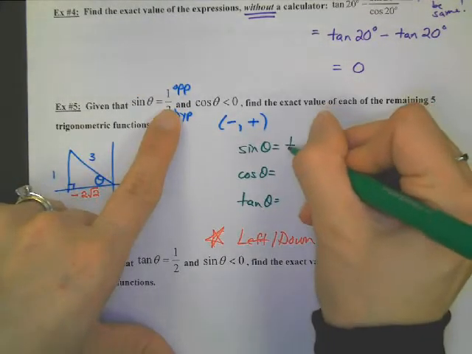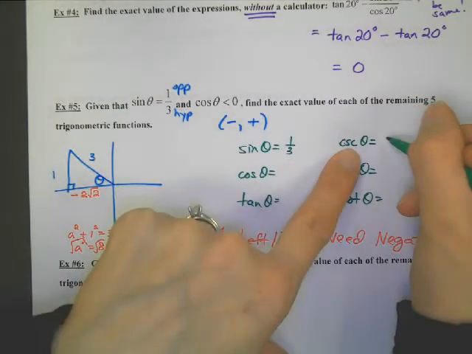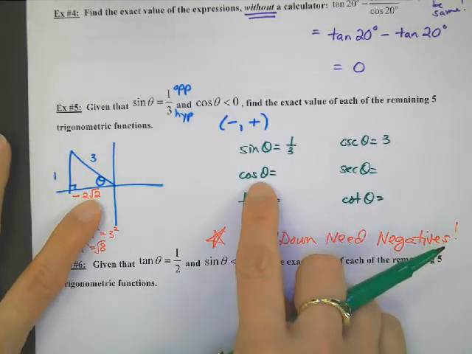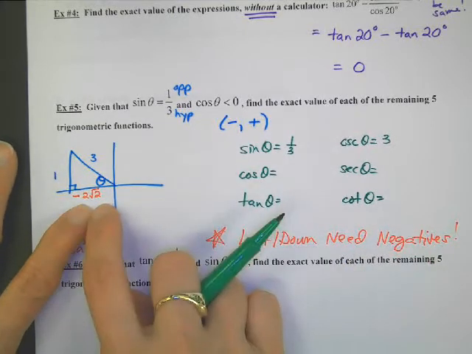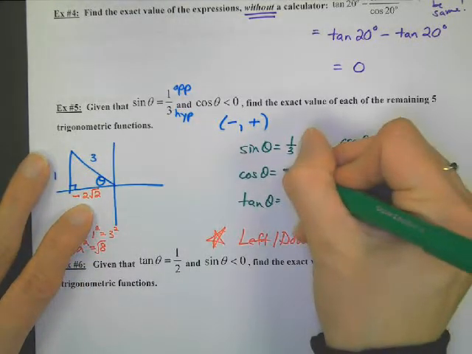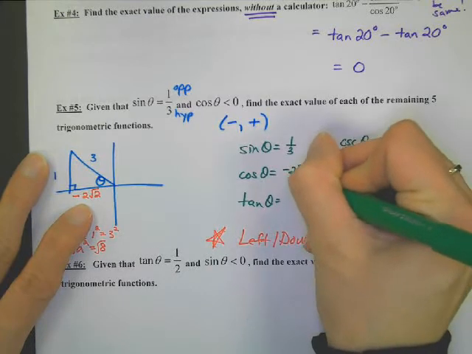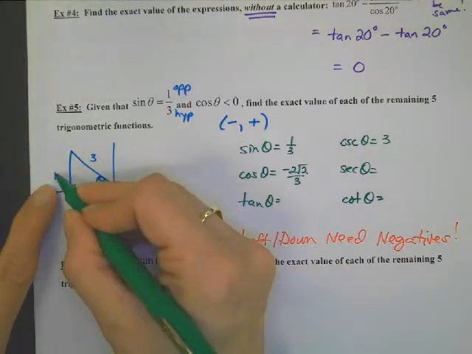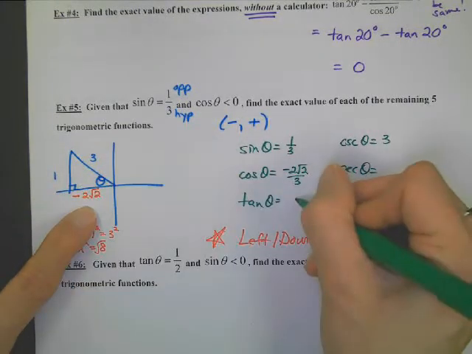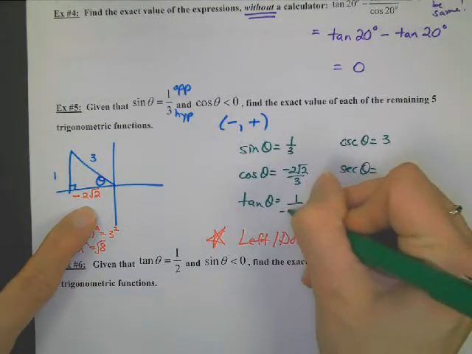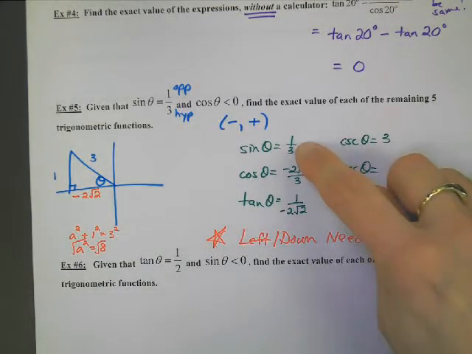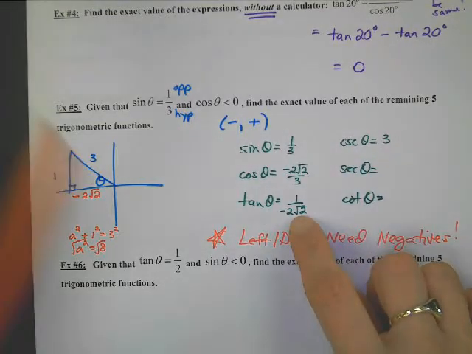Okay, sine is 1/3. So cosecant is 3. Perfect. Okay, cosine, let's look at our picture here. Cosine is adjacent over hypotenuse. -2 radical 2 over a 3. Tangent is opposite over adjacent. 1 over -2 radical 2. All right, let's go ahead and clean these guys up a little bit. That one's okay, that one's okay. This one needs some work.